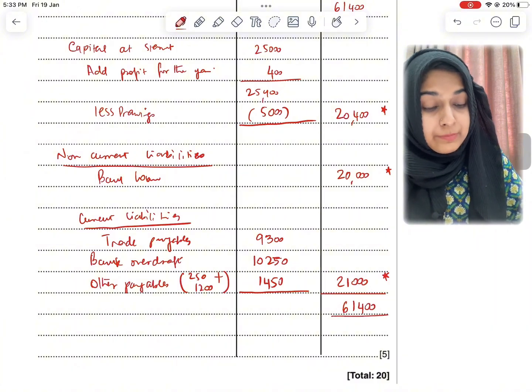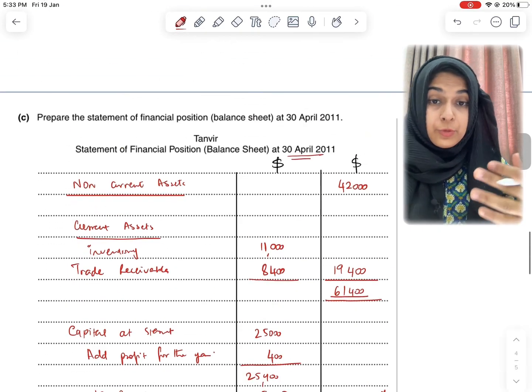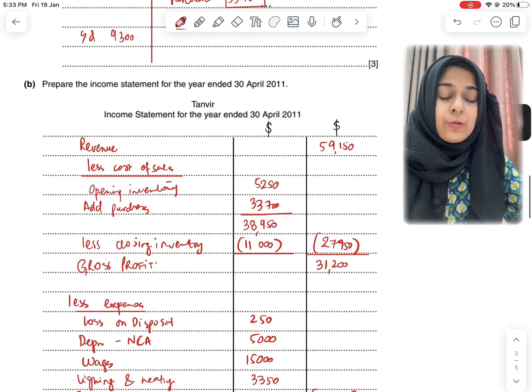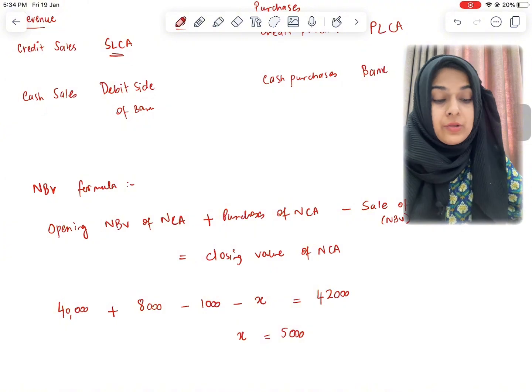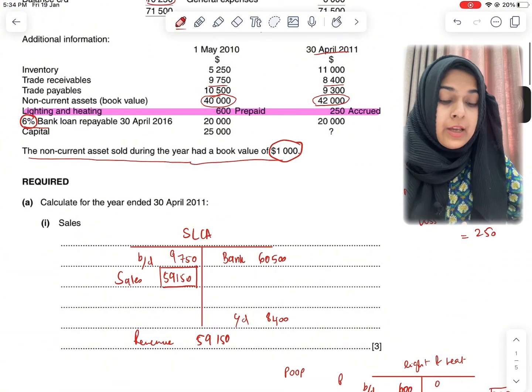So now this statement of financial position balances, and that is basically a proof that we have done everything correctly. It can still balance if you have errors, but balancing basically is a way you can tell that you've done things correctly, if you're confident enough that you've applied the rules correctly.